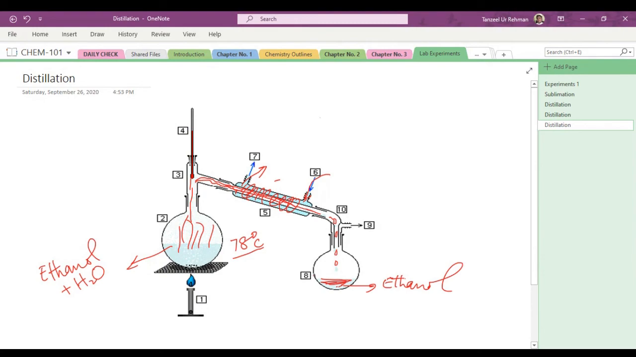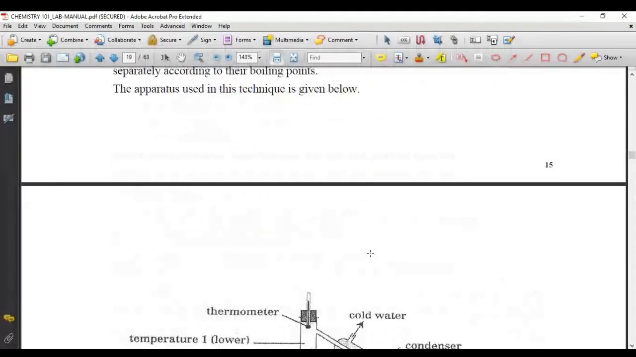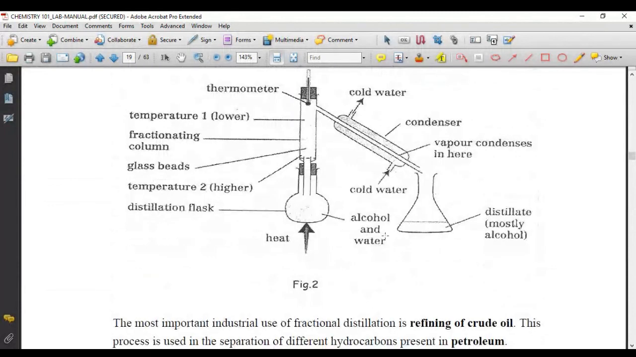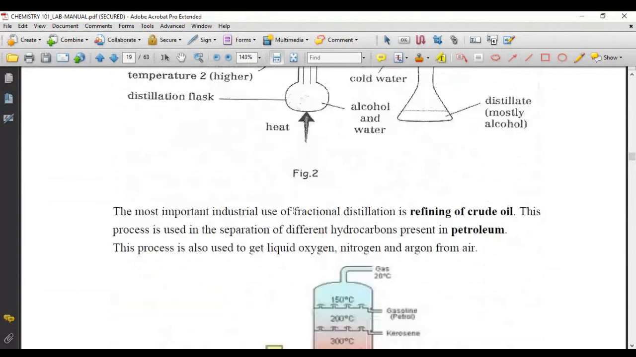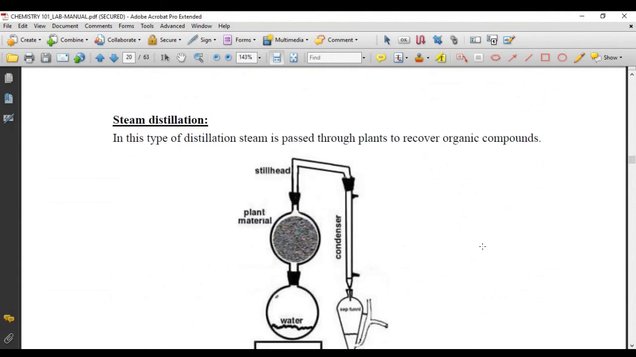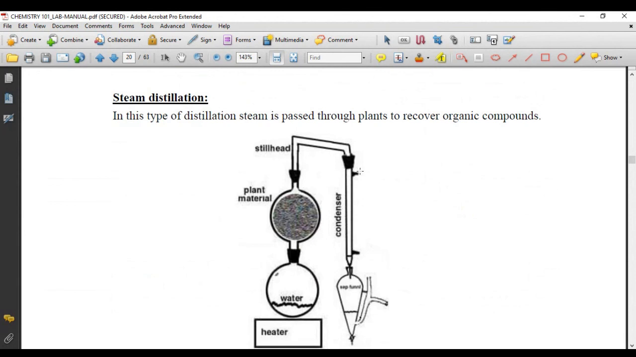Okay students, this is our simple distillation, and fractional distillation is used in the refining of crude oil. It is used in the petroleum industry. So we get different fractions by using this fractional distillation. That's why it is known as fractional distillation. So we get gasoline, petrol, kerosene, diesel oil, fuel oil, naphtha, petroleum gas, all these things. Okay, next is steam distillation. This distillation is used to recover organic compounds. So we use steam to get organic compounds from plants.